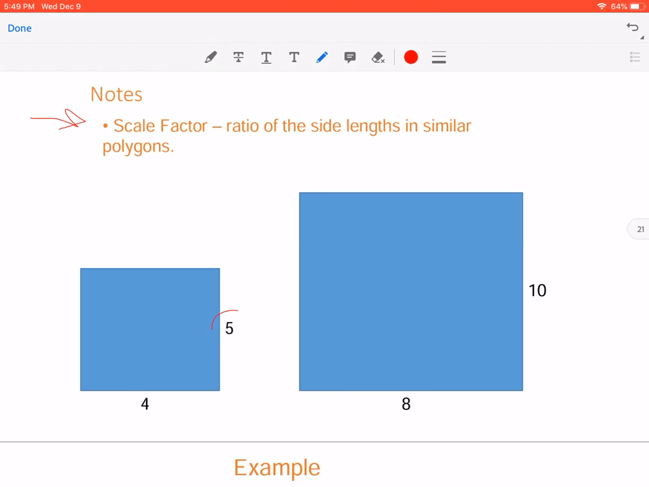So all I need to do is find a match here. So if this is shape A and this is shape B, the scale factor from A to B is simply 5 to 10. You can reduce that to 1/2. It's a 1 to 2 scale factor. Okay? And what if I chose this number and this number? Is 4 to 8 still the same as 1 to 2?